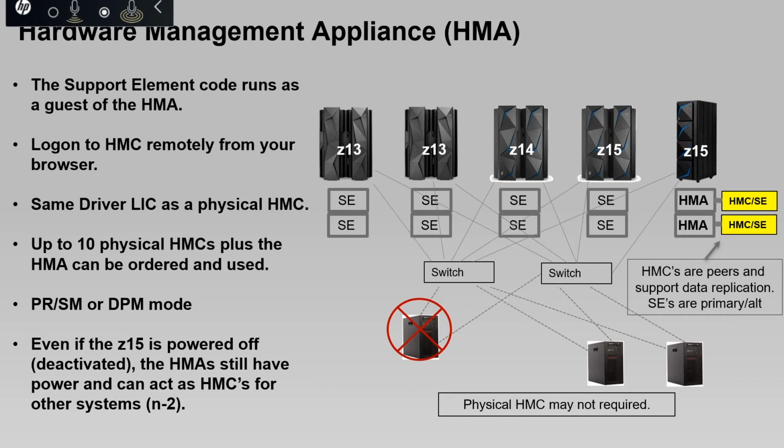So if not on this one, I think on future ones, it may be the only option. You can have up to 10 physical HMCs, and an HMA can be ordered and used. It runs in PR/SM and DPM mode. And even if the Z15 is powered off, the HMAs will still have power and can act as HMCs for any other systems.